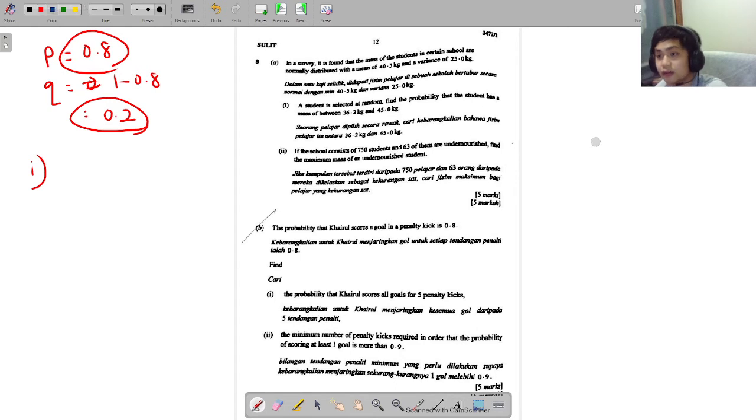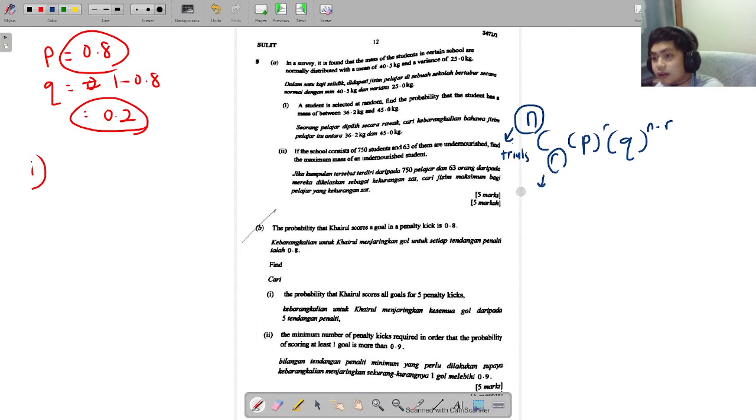So for the probability for him to score all 5 penalty kicks in 5 attempts, we are going to use the formula, which is nCr p to the power r, q to the power n minus r. So basically n is your number of trials, r is your number of successes, right? And p in this case is your probability of success, and this is your probability of failure, right? So this is the number of successes, just to be a bit clear.